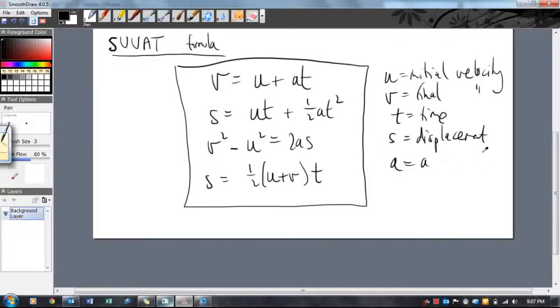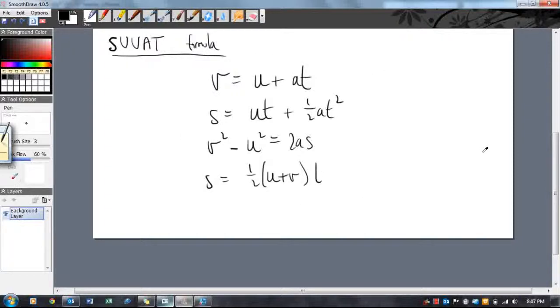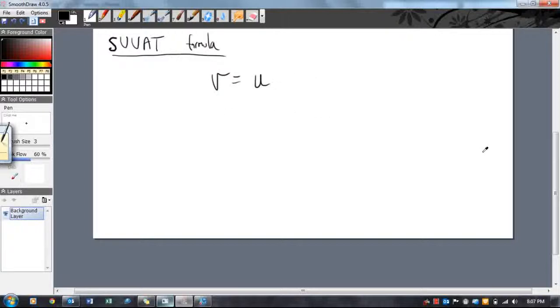So that's what we're working with, and this all connects together. Anything that has rectilinear motion will follow these laws, and they make it really easy to solve. So let's do an example. I'm just going to delete this, sorry, and we'll do an example. Alright, here we go.